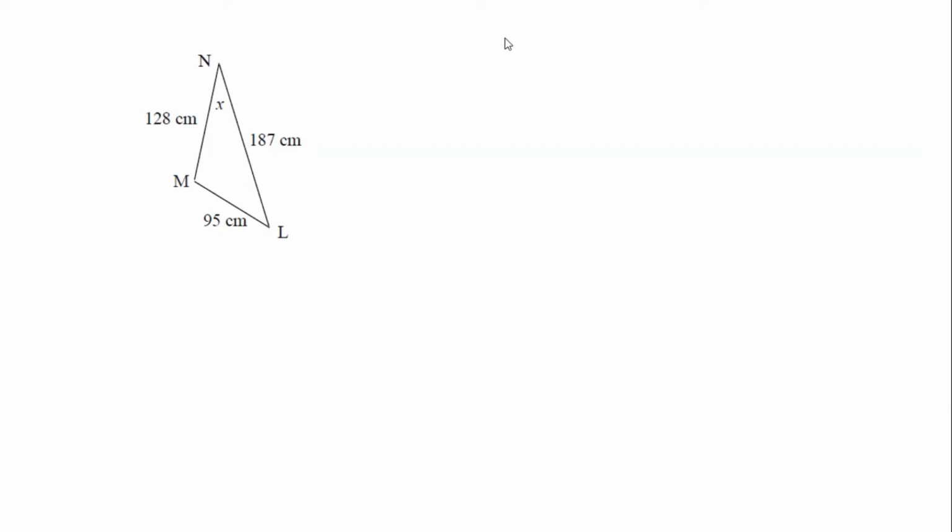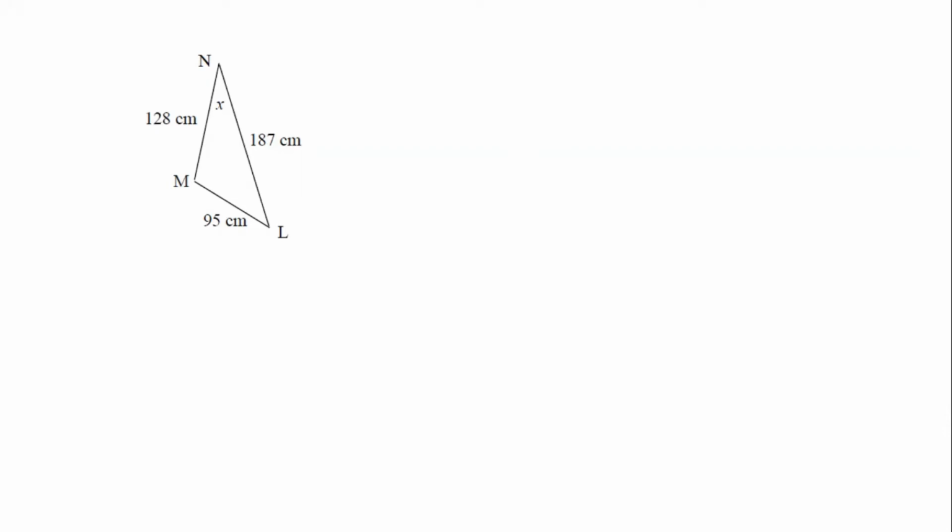Can anybody tell me why not use this? Okay, Mohammed, you tell me why we're not using a sine law. Because you don't have anything opposite to it. There you go. You don't have an angle opposite to a side, so we cannot use a sine law. So we have to use a cosine law, and you should have those formulas nearby when you're doing this. So hopefully what I'm about to show you makes sense.